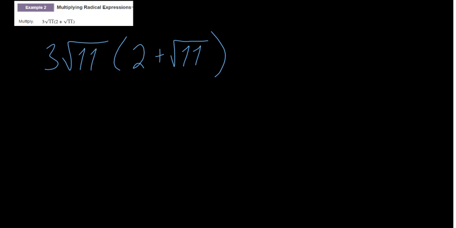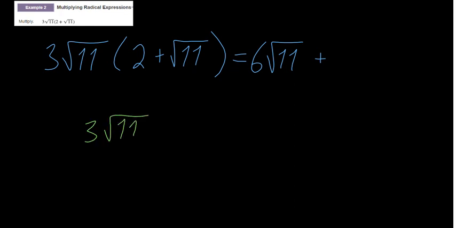Okay, so we've got 3 on the square root of 11 times 2, so it looks like it's going to be 6 on the square root of 11. And it's going to be plus, okay, well, this is interesting. So it's going to be plus 3 on the square root of 11 times the square root of 11. Okay, so let's go ahead and just examine what that's going to look like before I actually write it in my solution there.